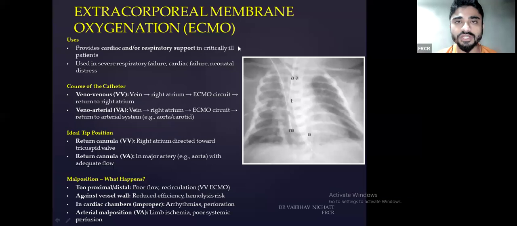So deoxygenated blood will convert into oxygenated blood in the ECMO machine, and once the blood is oxygenated, the purpose of the ECMO machine is to push that blood via the reinfusion tube into the systemic artery. Okay, so basically the uses are to provide cardiac as well as respiratory support in critically ill patients, used in severe respiratory failure, cardiac failure, and neonatal distress.